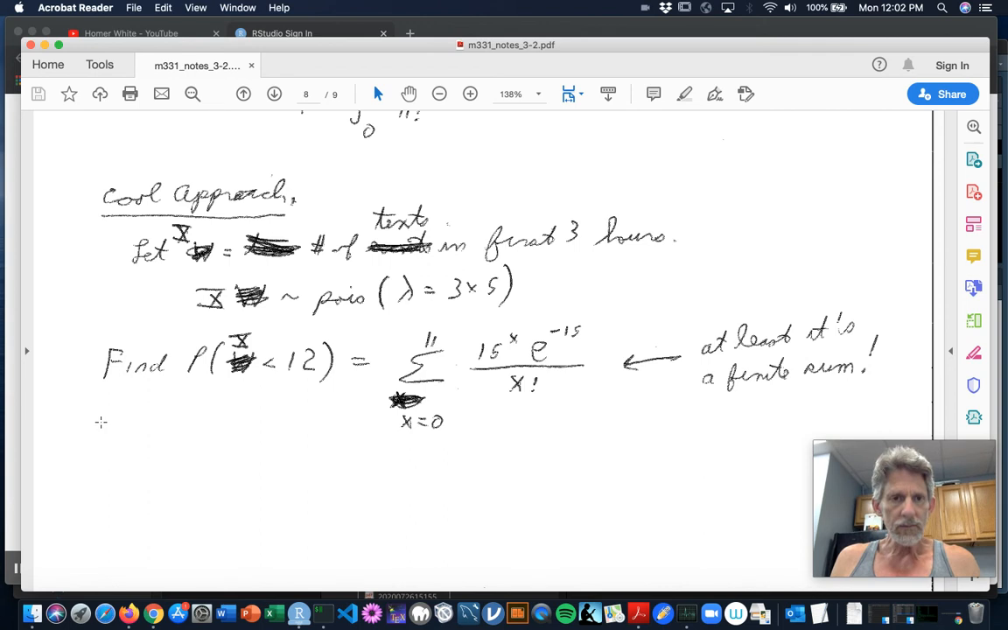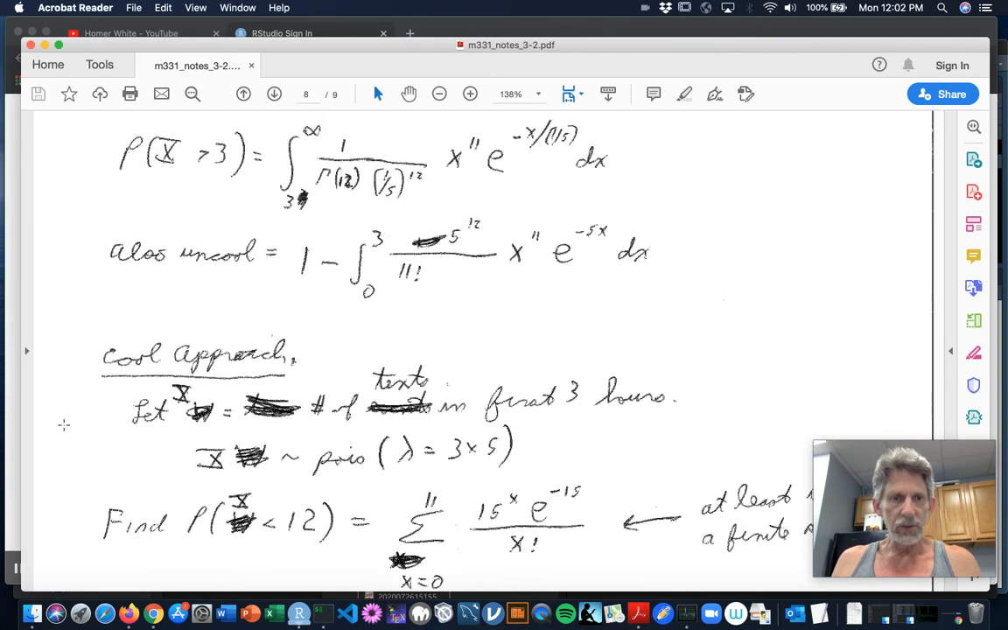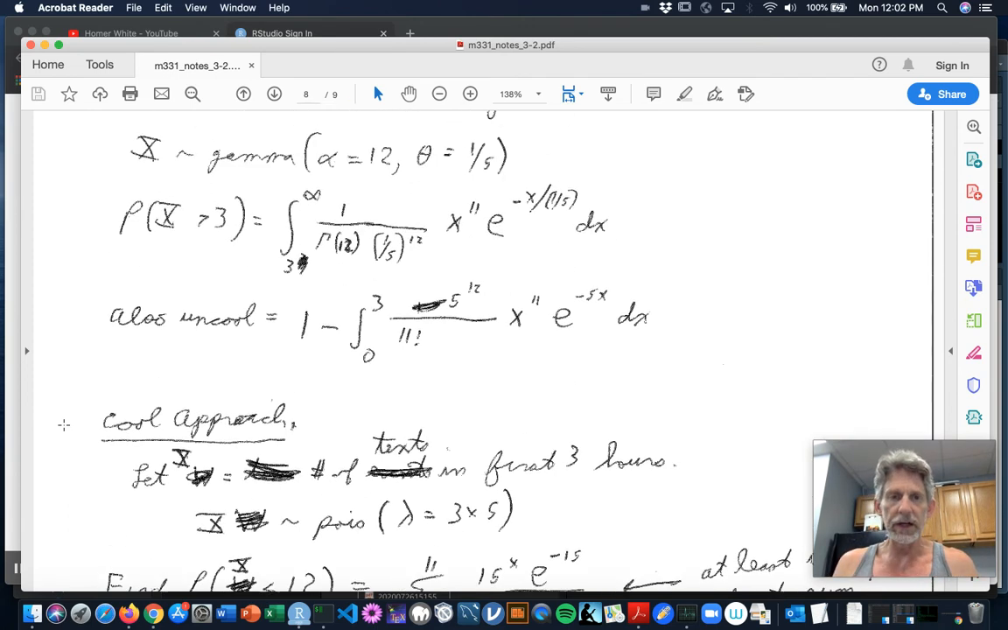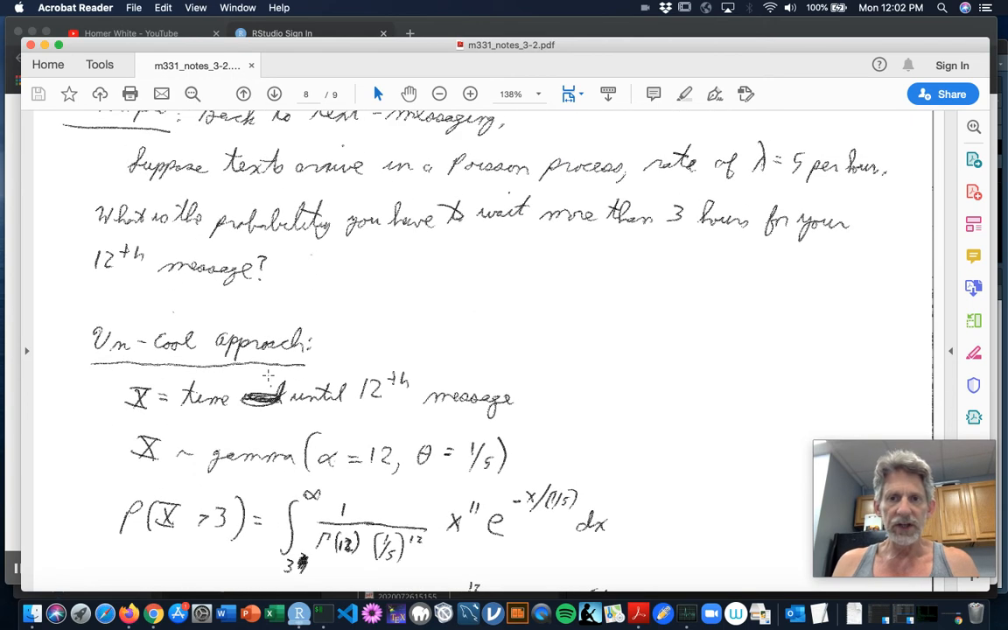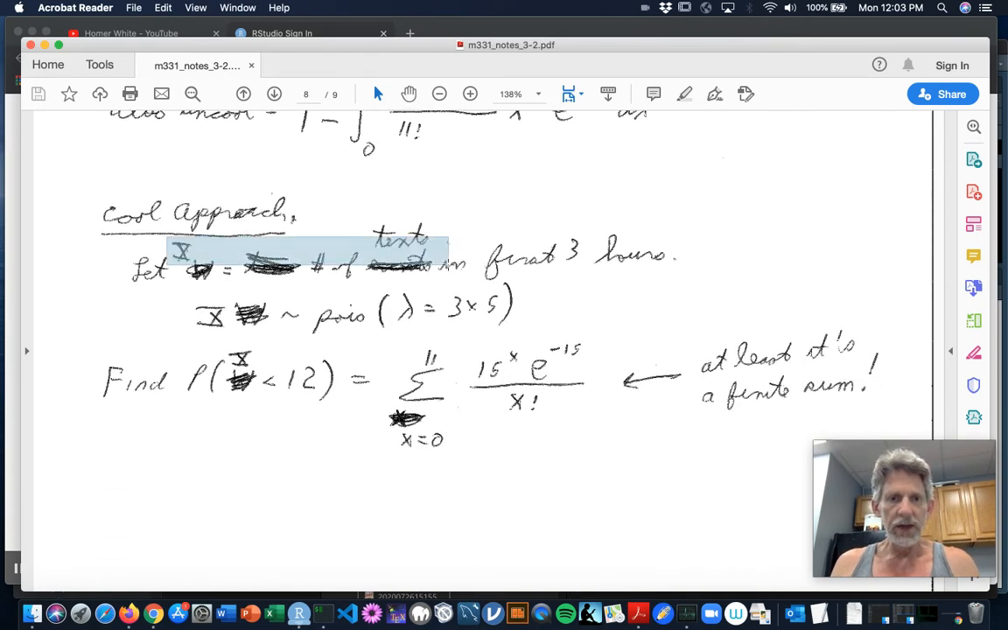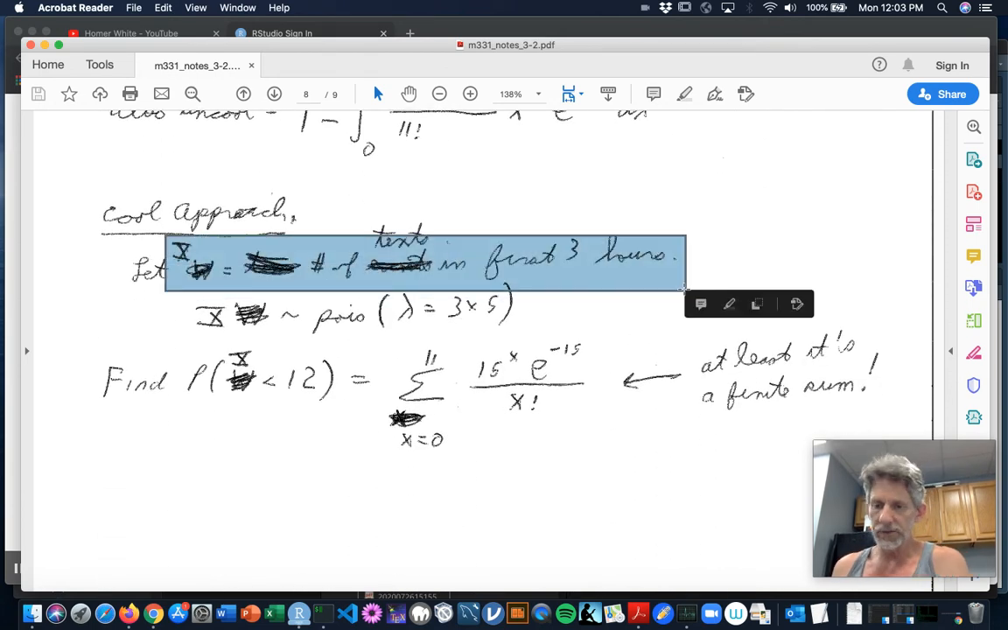So my suggestion would be to stop focusing on how long you got to wait, but focus on how many events occur in a certain time. You're wondering what's the chance you got to wait more than 3 hours, huh? So why don't you focus on the number of texts that come in the first 3 hours? Call that capital X. Let that be your random variable of interest.